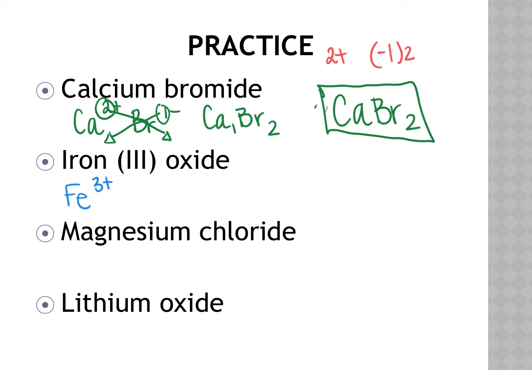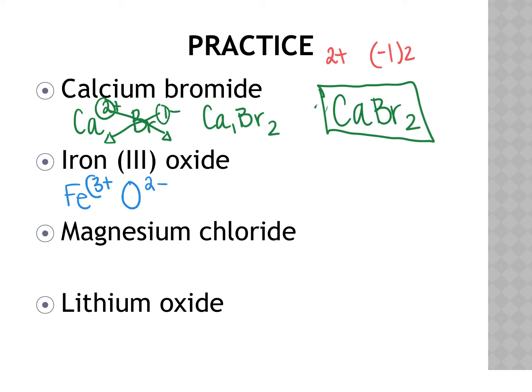Next is oxide. What's the symbol? And what kind of charge? How many? It's a 2 negative. Do those charges balance? So what do you have to do? Crisscross. Everyone do it with your arms. You'll remember it. Crisscross.